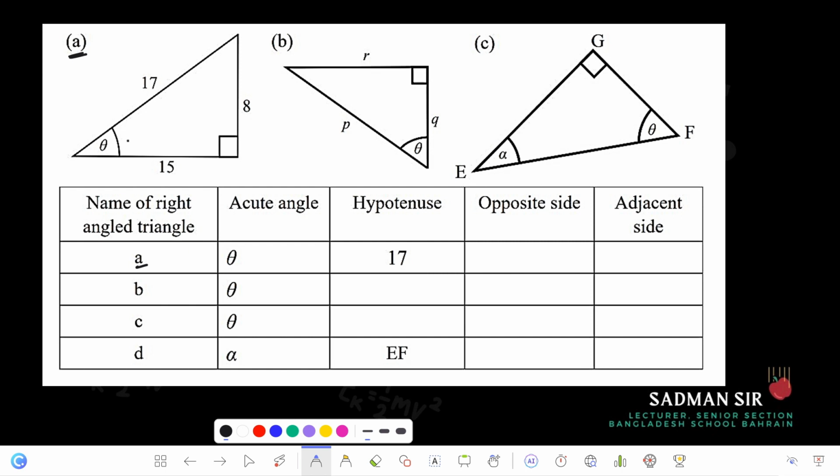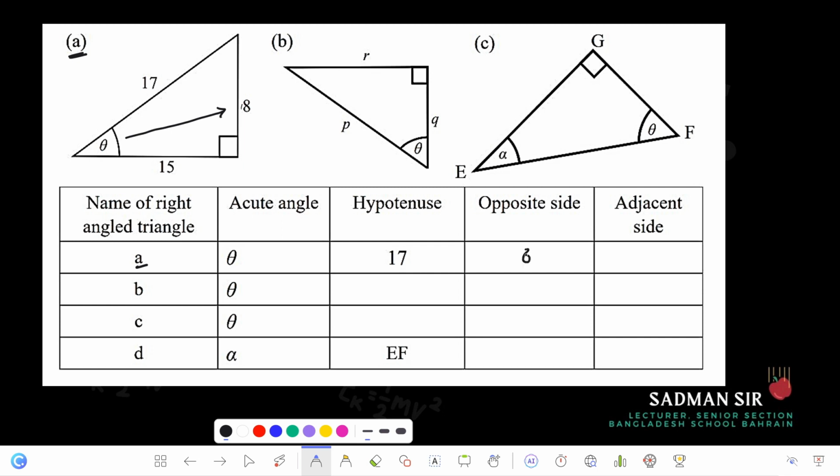Now I believe that by now you have understood how to do it. So I will suggest, if you are watching the video, then pause the video here and try to fill up the table yourself, and then match the answer after I have completed. Okay. So the opposite side of theta, which one?